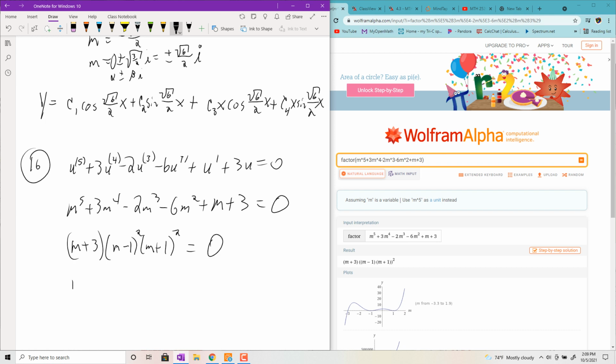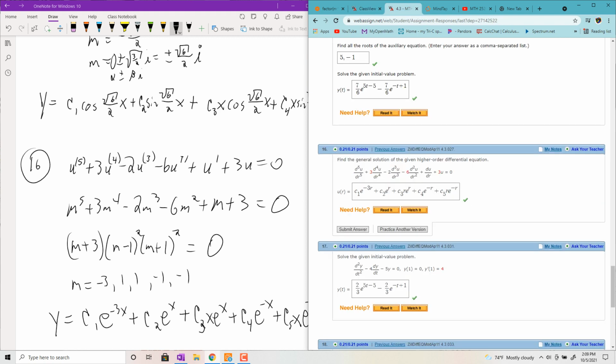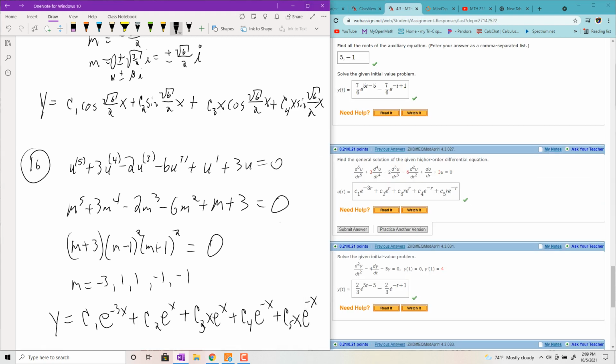Okay, so there it is. Our roots: negative 3, there's two 1s, and then there's two negative 1s. So our general solution: c1 e to the negative 3x plus c2 e to the x, and then that was repeated, so you need c3 x e to the x, and then plus c4 e to the negative x, the first one, and then plus c5, it's repeated, so you tack in an x, x e to the negative x. All the constants are different, even though I keep screwing that up. That should be our solution. Let's see if that's what I got. Of course, write it with r, don't write it with x, or it will mark it wrong.